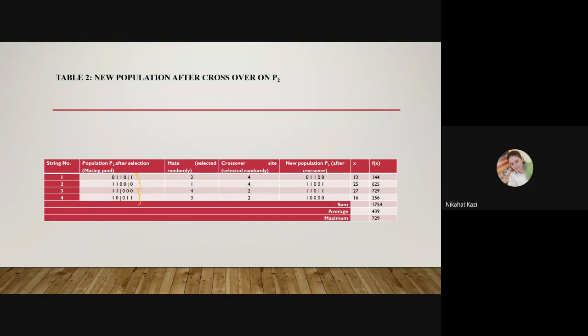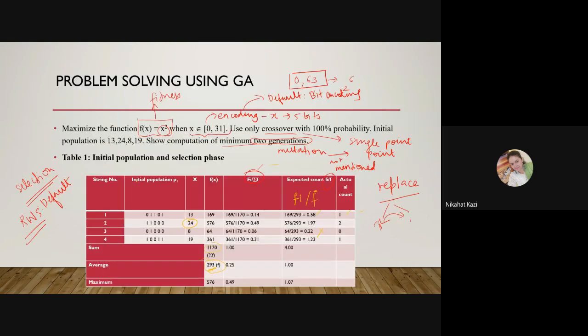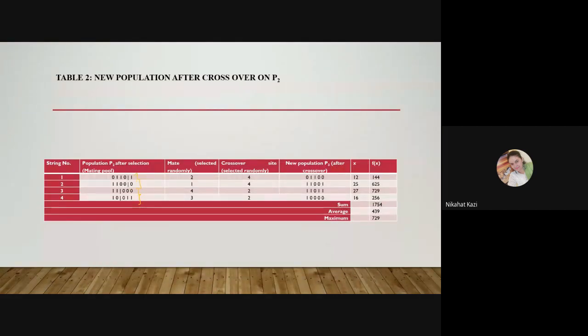Now it is not mentioned what the crossover point is, and you're assuming that all the strings are undergoing crossover, because it is mentioned that the crossover is with 100% probability. That means all pairs of strings have to undergo crossover. So you simply have to choose a crossover point. It is not given to you, so you choose any crossover point. Different people will get different strings here, depending on the crossover point. So just do a crossover.